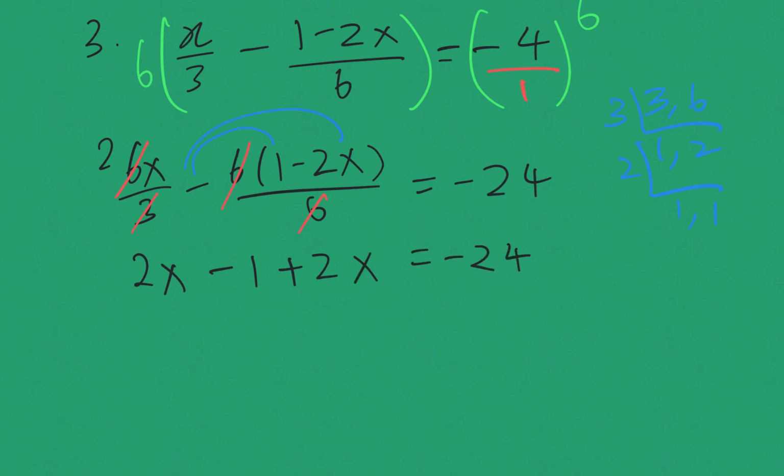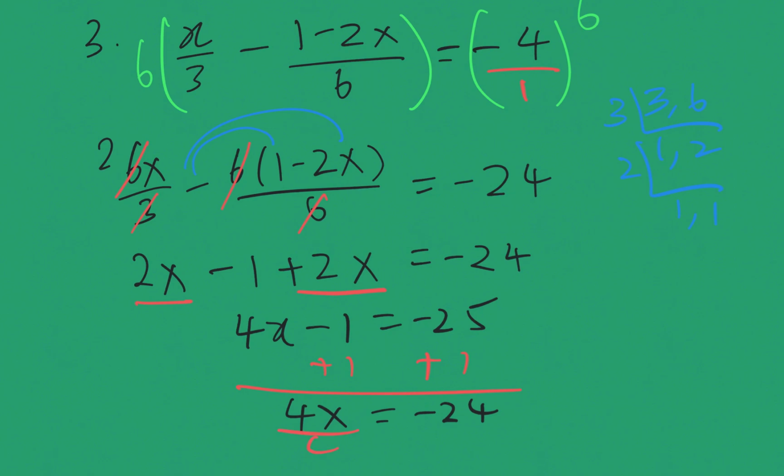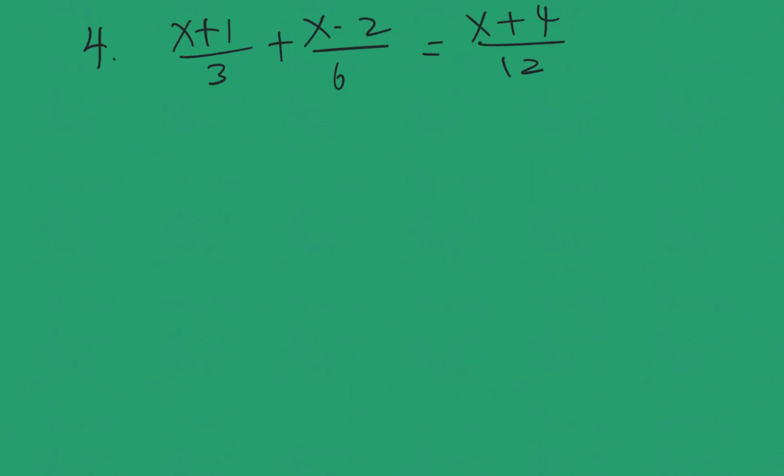You see, when I multiply by the lowest common denominator, we get rid of the fractions right away. This makes it a lot easier to work with. Next step, combine like terms. 2x and 2x, when you add them, you get 4x minus 1 equals negative 24. Now I end up with a two-step equation. I will now add 1 to both sides. So 4x equals negative 24, and then divided by 4, I end up with x equals negative 6.